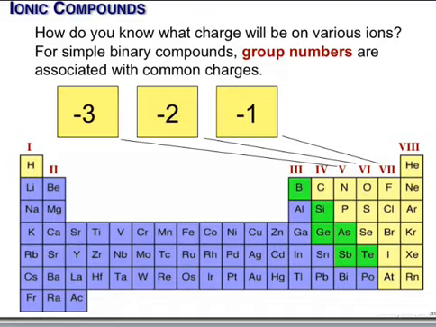But simply look at the group number, and that will give you a decent idea of the number of valence electrons. On this side, we're going to lose electrons. On this side, we're going to gain electrons.